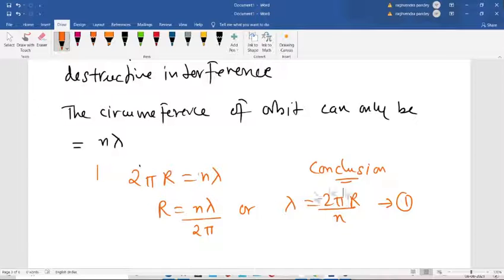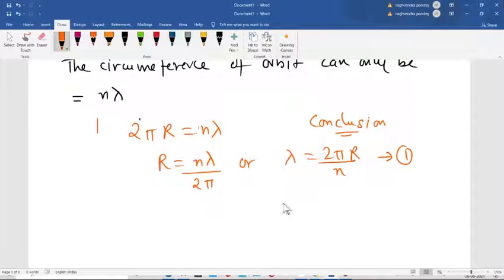That is our conclusion. So lambda can be equal to 2 pi r upon n. n is a whole number. Here n is also called the orbit number. Whatever we see in the energy and radius, n is the orbit number, and that is also a whole number, because the orbit can be 1, 2, 3, 4. It cannot be 2.5 orbit or like that. So both will exist as whole numbers.